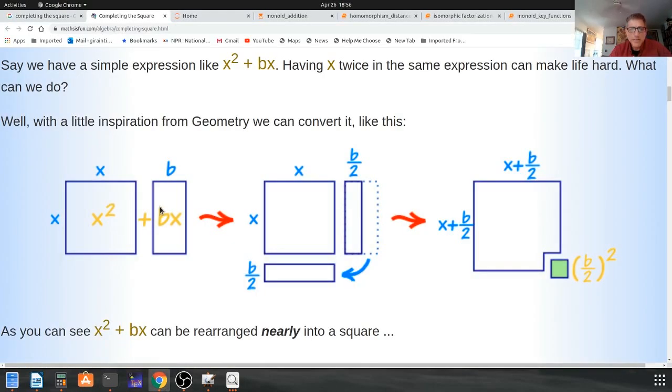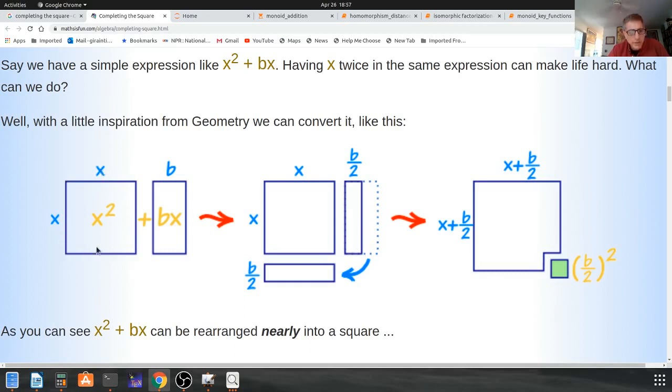There's a nice visualization of this, and you'll understand why it's called completing the square. So we have a simple expression like x squared plus bx. And x is found twice in the expression. This is kind of like the way the Greeks saw things. The Greeks saw numbers as area.